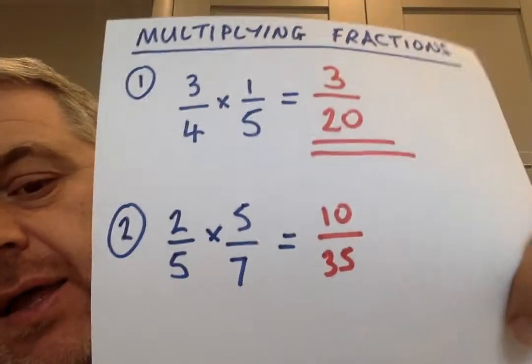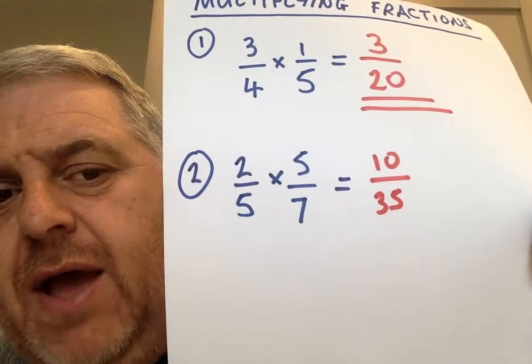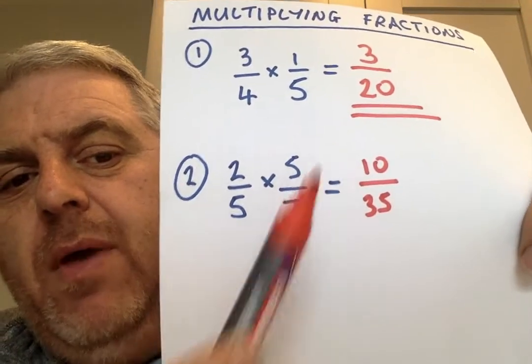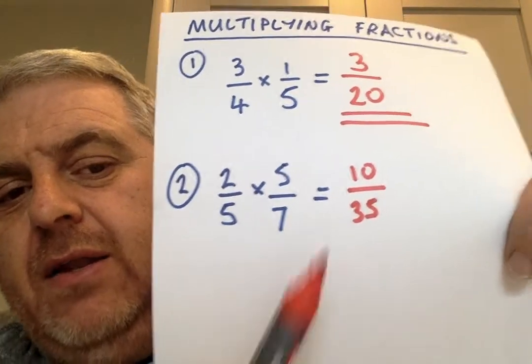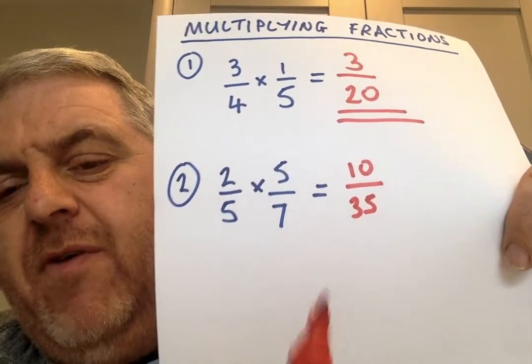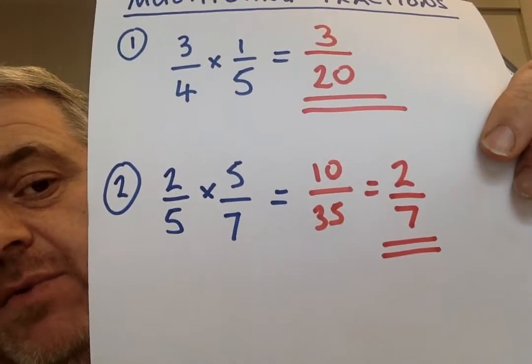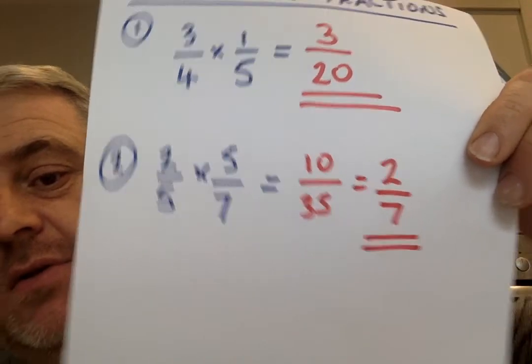Now typically, that is mathematically sound, it is correct, it is a value that is correct. But we would always tidy this up. And we tidy this up by dividing the top of our fraction and the bottom of our fraction by the number 5. How many 5s go into 10? There's 2 of them. How many 5s go into 35? There's 7 of them. So it's 2/7.